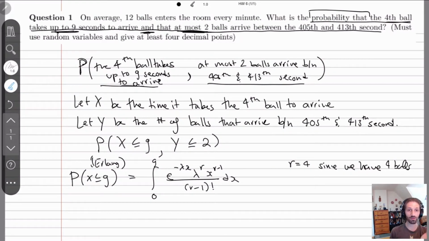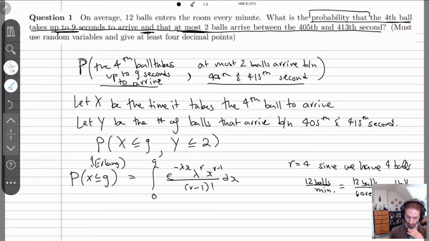But notice everywhere I have seconds, so let's convert this into seconds. If it's 12 balls per minute, how many is that per second? What this means is we get 1 ball every 5 seconds, right? So 12 balls per minute means 12 balls per 60 seconds, which means 1 ball every 5 seconds.